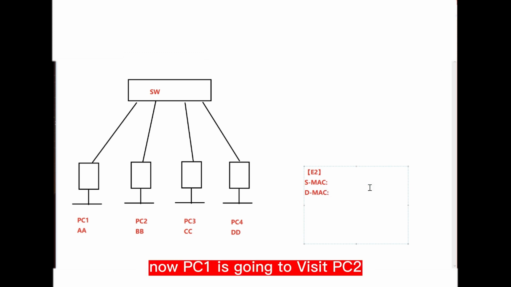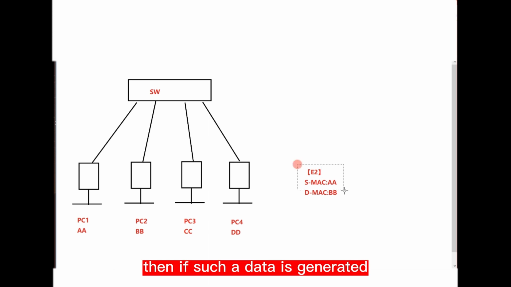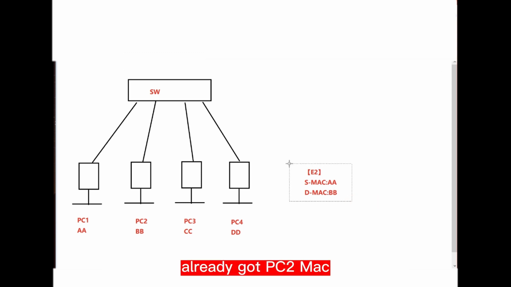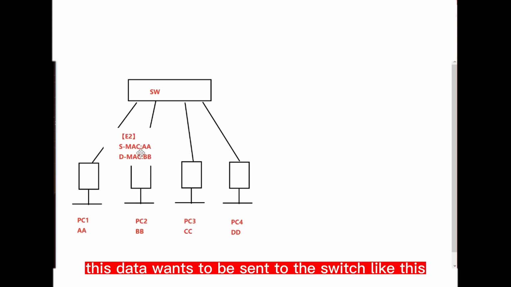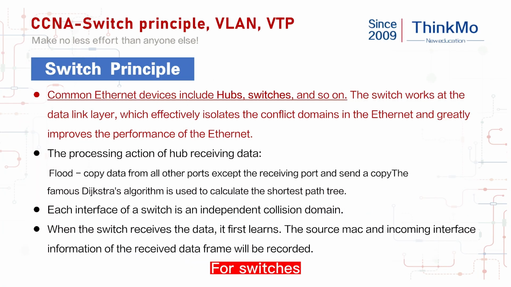Now PC1 is going to visit PC2. Source MAC is AA. The target MAC is BB. If such data is generated, it proves that they have made an ARP request and already got PC2's MAC. This data is then sent to the switch, to let it help perform the forwarding. For the switch, it received a data frame.